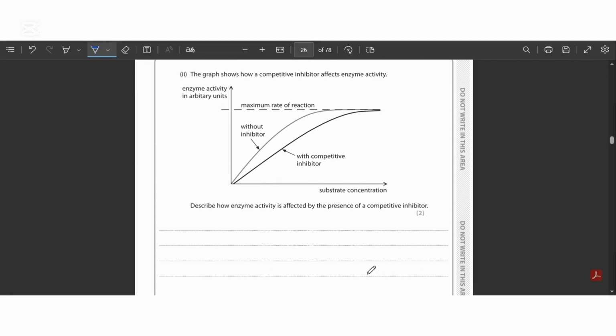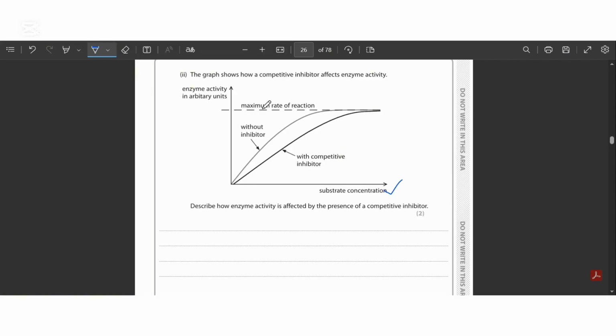Part 2 states that the graph shows how a competitive inhibitor affects enzyme activity. As you can see over here, it shows a graph. The graph has substrate concentration on its x-axis, which is the independent variable, and enzyme activity in arbitrary units on the y-axis, which is the dependent variable. Here they have shown the effect of inhibitors on the enzyme activity. This slope is for the enzyme activity with the competitive inhibitor, and this one is without the inhibitor.